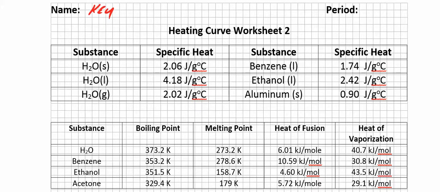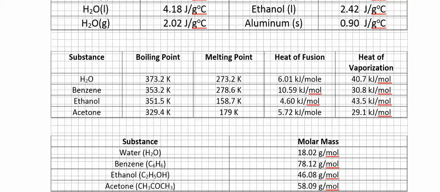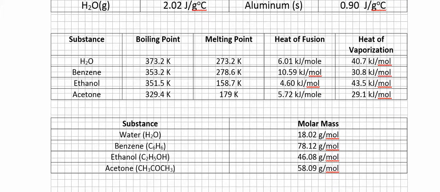You're also going to need molecular weight information, so I've included that right here. Water, of course, is 18.02 grams per mole. I've given it to you for benzene, ethanol, and acetone. So you're going to need that information to proceed with this worksheet. So let's take a look at the first one.